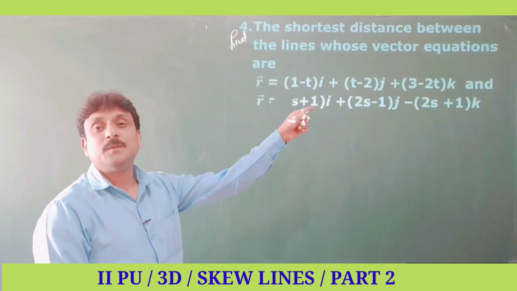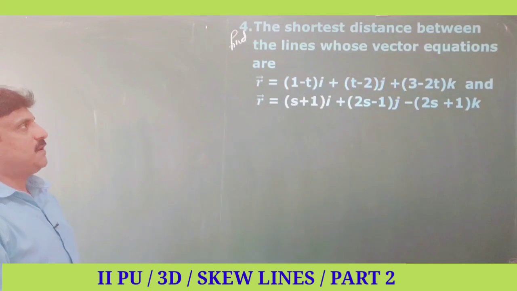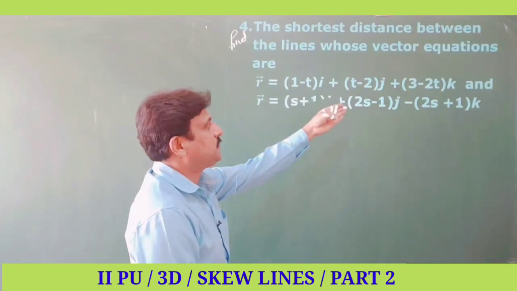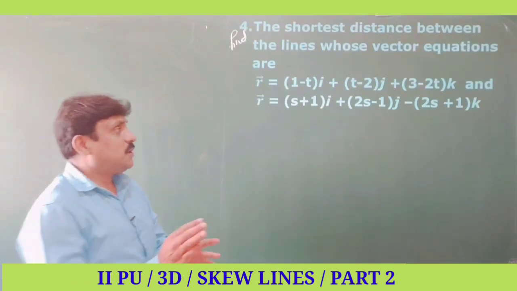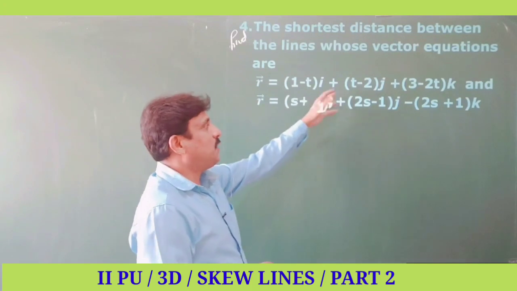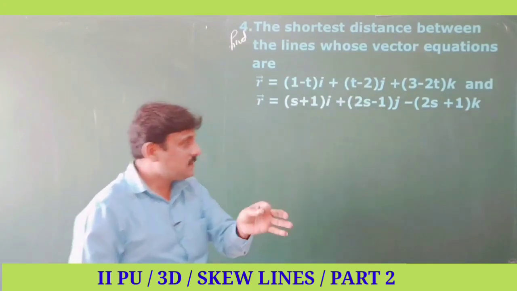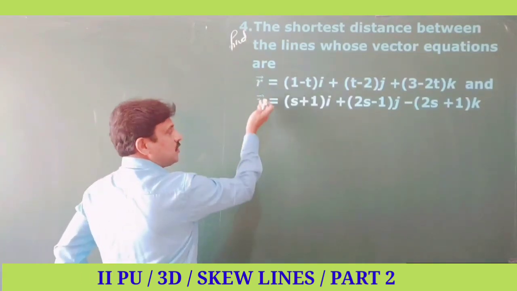Find the shortest distance between the lines whose vector equations are r equals and r equals. Unlike last time, this is not of the form r equals a1 plus lambda b1. This is different. Listen carefully. Let us take the first line. This is the question. Now the solution.